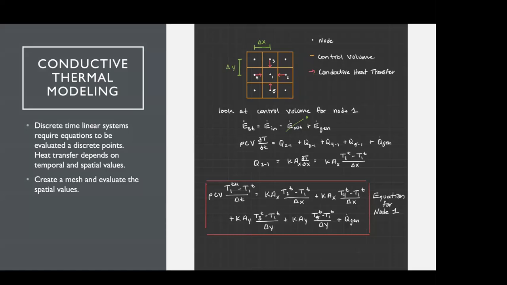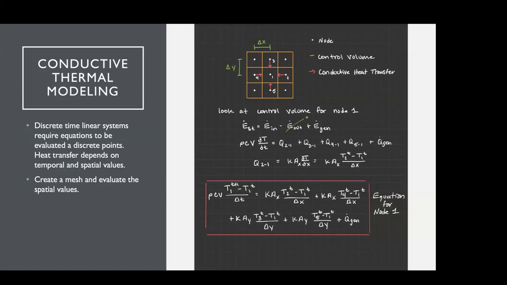And then to do some thermal modeling for heat transfer. Your heat transfer equations depend on time values and spatial values. So if I'm going to write it as a discrete system, I have to evaluate it at discrete times and spaces. The temporal values are pretty easy because you can just write that as T plus 1 minus T divided by delta t. But then to evaluate it at spatial values, you have to create a mesh.